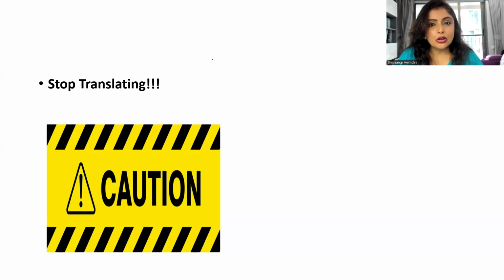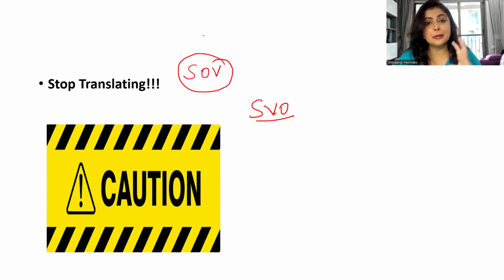If I talk about languages like Hindi, Marathi, Gujarati, what is the sentence structure of these languages? It's generally a subject-object-verb framework. You create a basic sentence, and this is the structure you will get. However, English works on the SVO framework, which is nothing but subject, verb, and object.